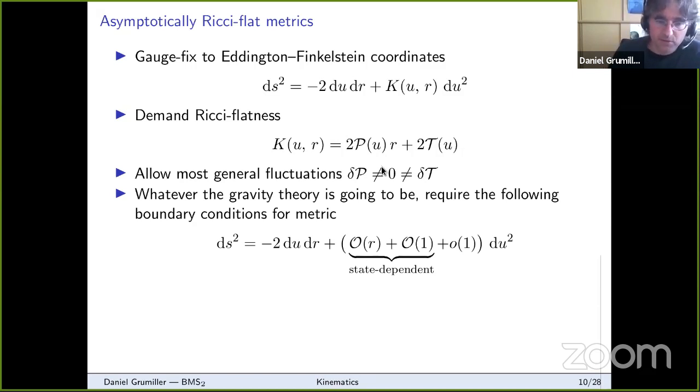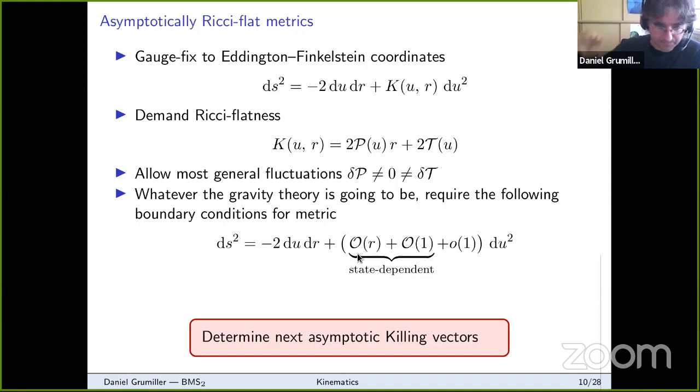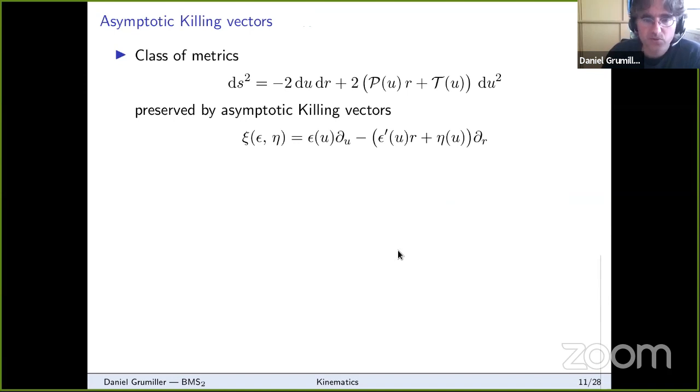So whatever the gravity theory is going to be, we require the following boundary conditions for the metric: minus 2 du dr, plus some order r term, plus an order 1 term, plus a small o of 1, so terms that vanish as r goes to infinity, times du squared. This is the class of metrics that defines for us asymptotically flat boundary conditions. Okay, so now that we've fixed the boundary conditions, let's determine what are the asymptotic Killing vectors that preserve this class of metrics. And that's a straightforward exercise.